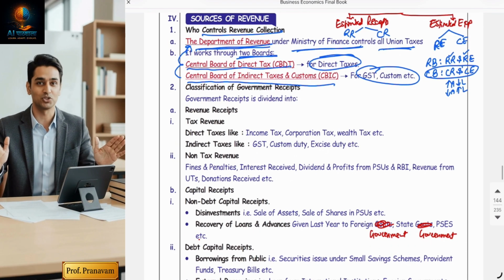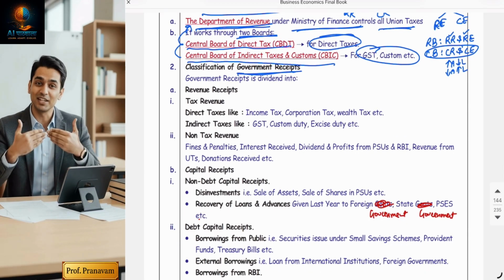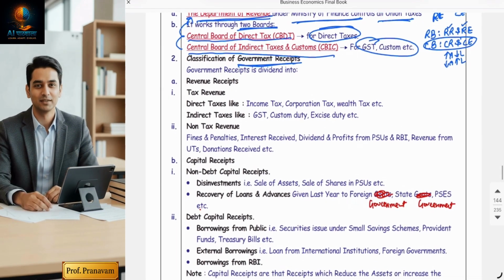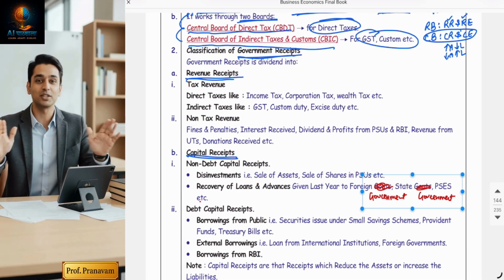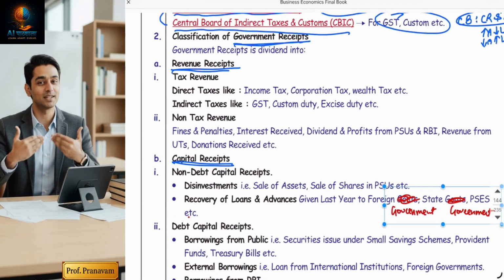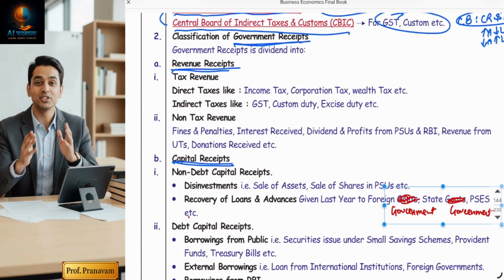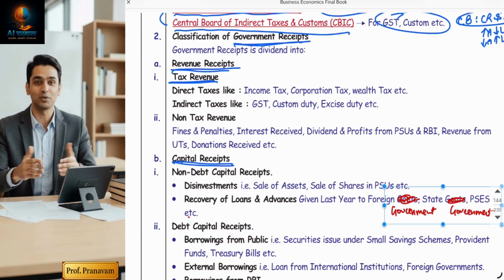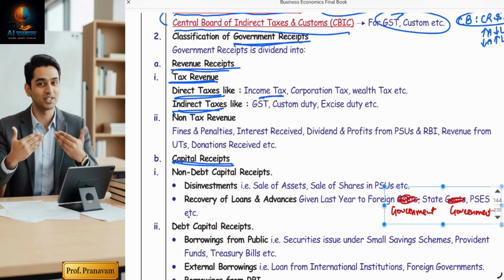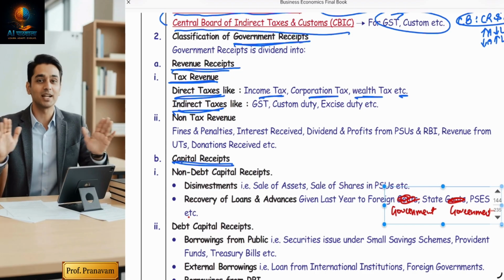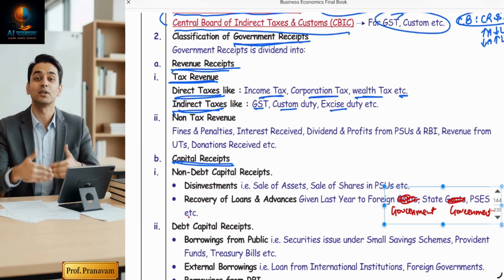Let us understand the classification of government receipts. As I told you, receipts are divided in two parts, revenue receipts and capital receipts. Revenue receipts are a daily collection and the main source of income for the government. Tax revenue is the main source of revenue. Without tax revenue, no government can run the country. Tax revenue includes direct tax and indirect tax. Examples of direct taxes are income tax, corporation tax, wealth tax, etc. Indirect taxes are GST, customs duty, excise duty, etc.